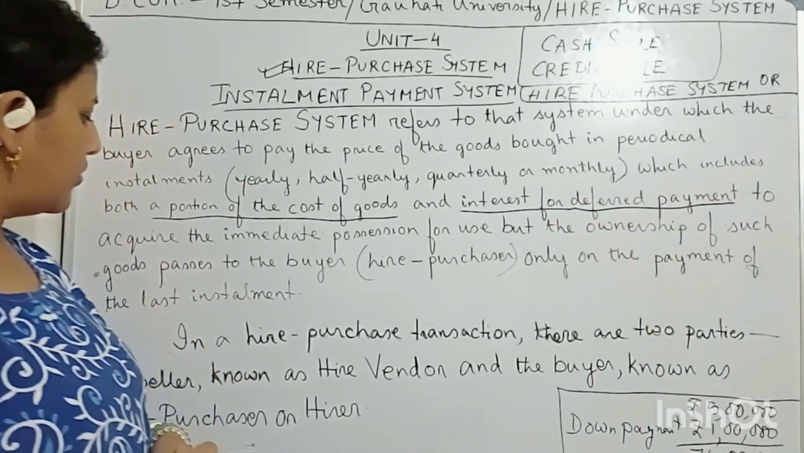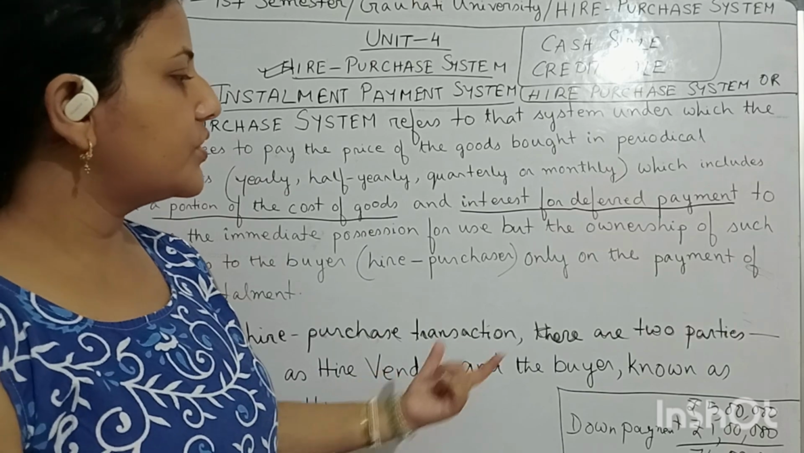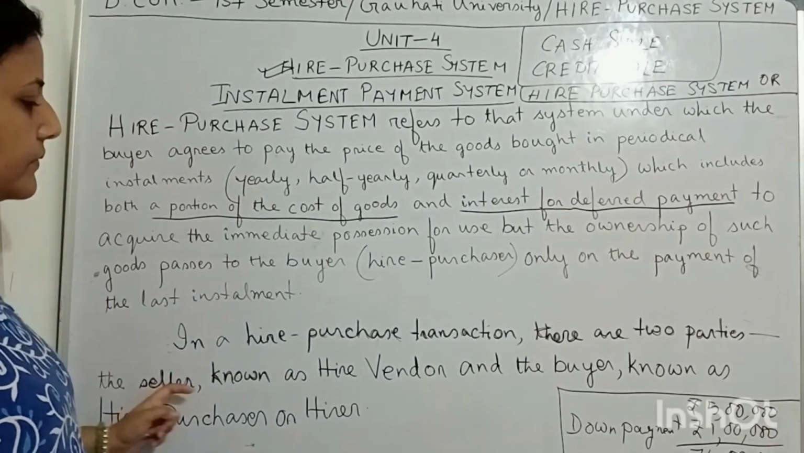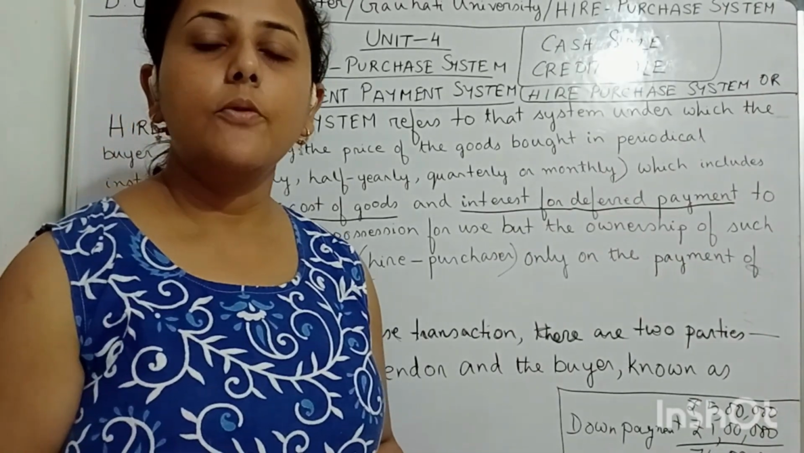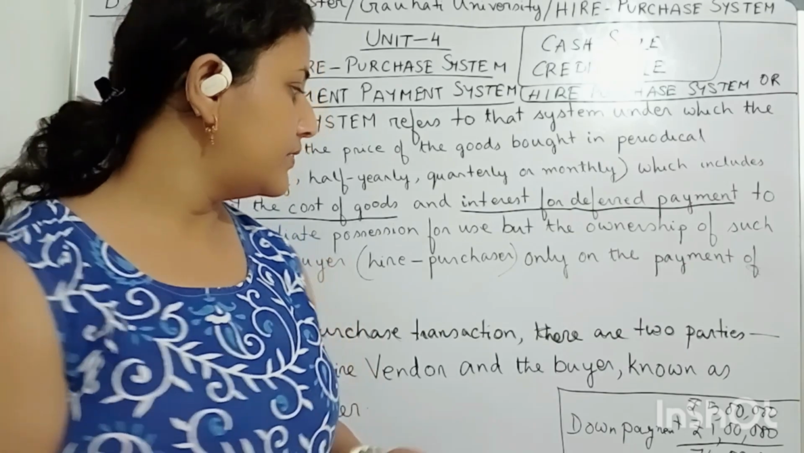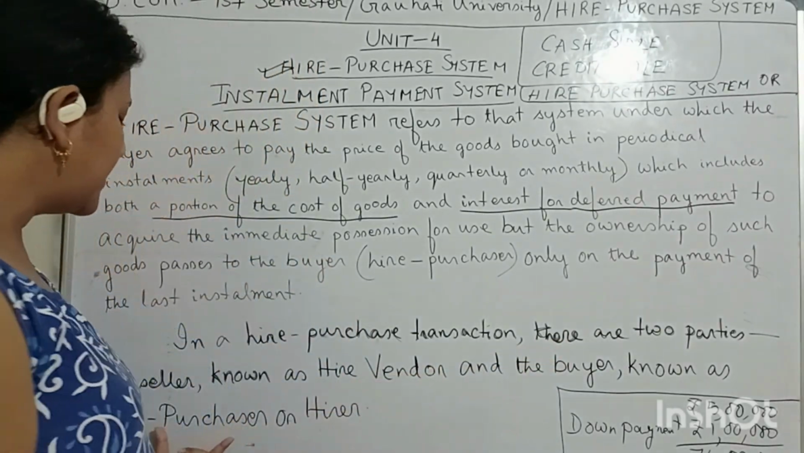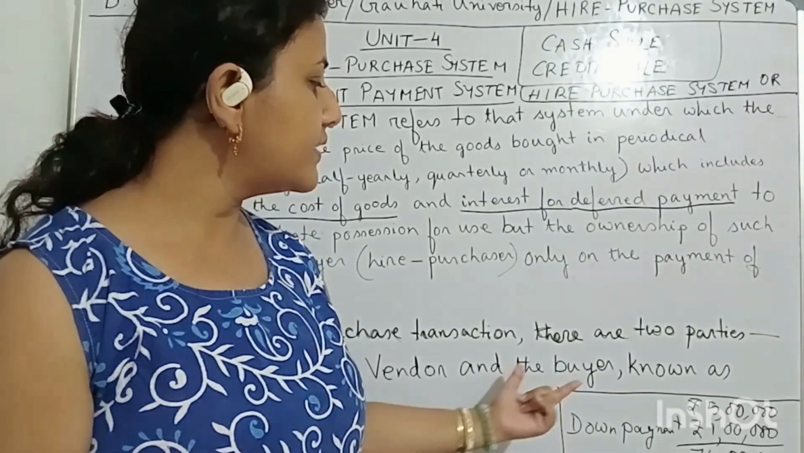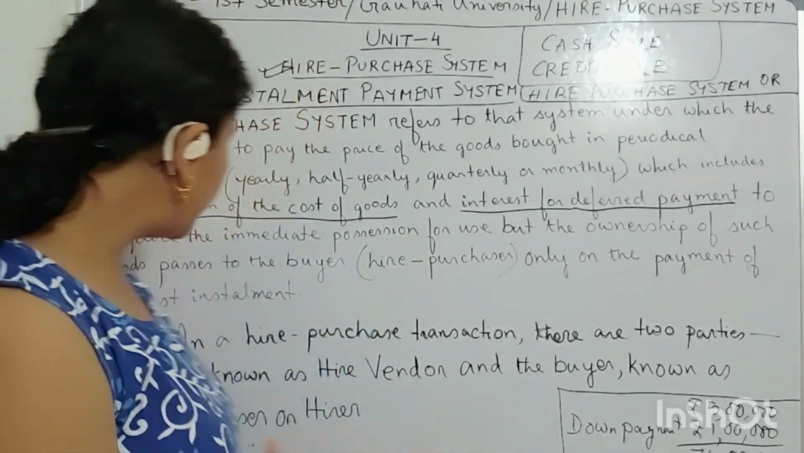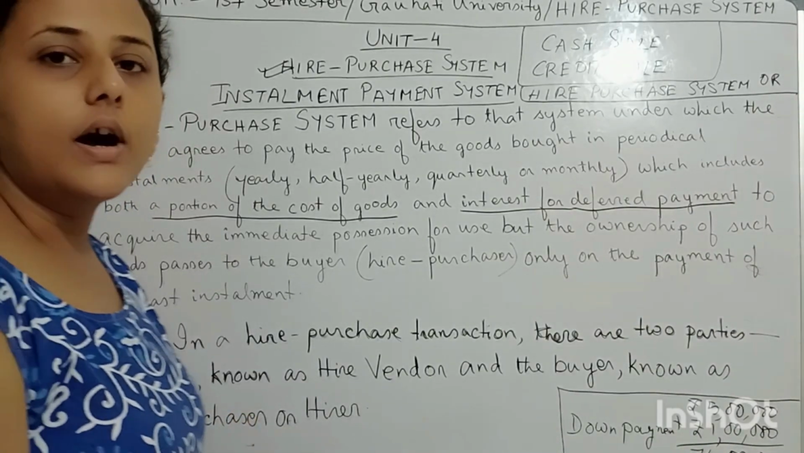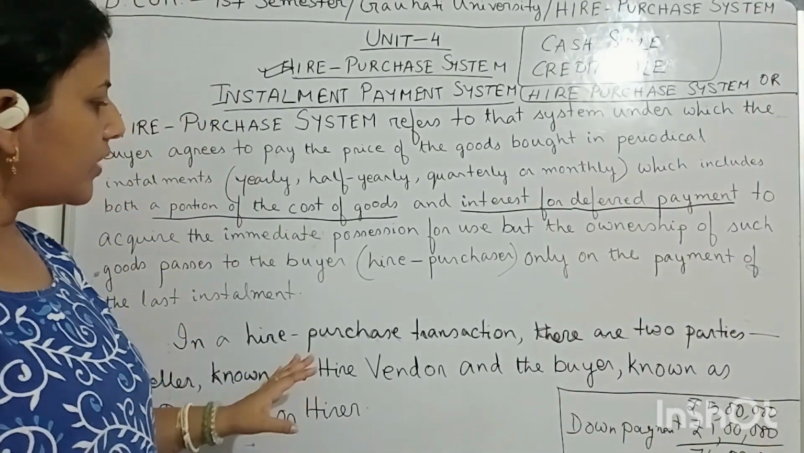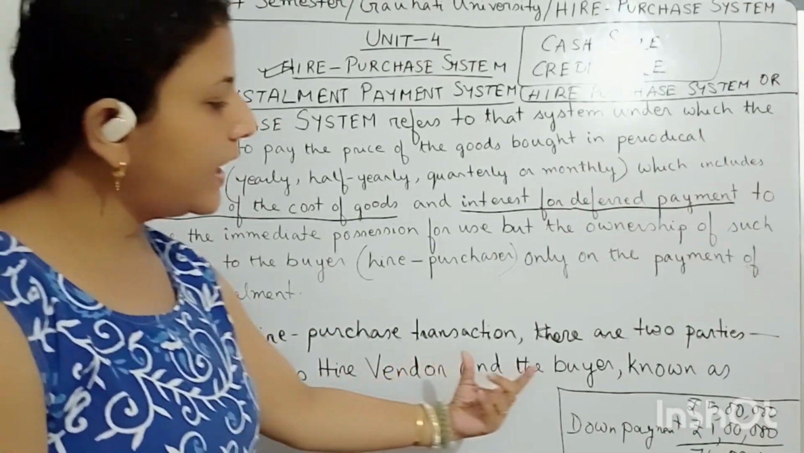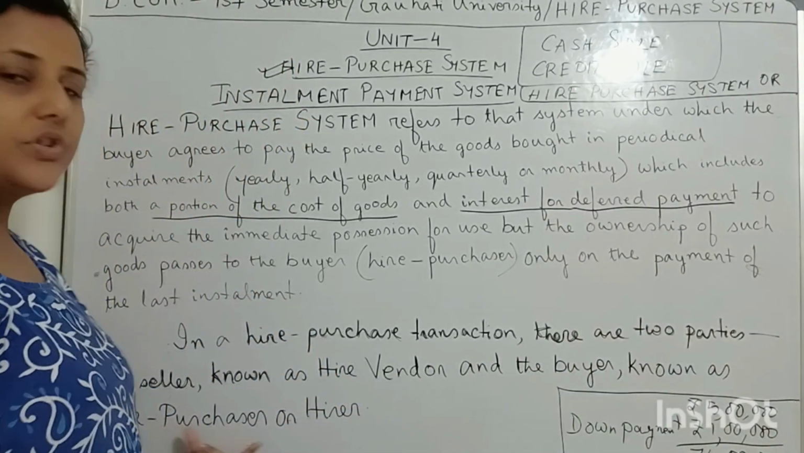So in a hire purchase transaction there are two parties. What are those parties? The seller, known as the hire vendor, and the buyer, known as the hire buyer, hire purchaser or hirer. So you have understood there are two parties. The seller is known as the hire vendor, and the buyer is known as the hire purchaser or hirer.